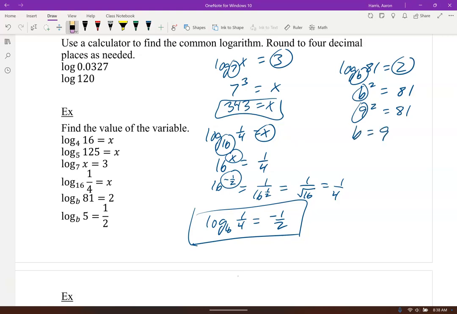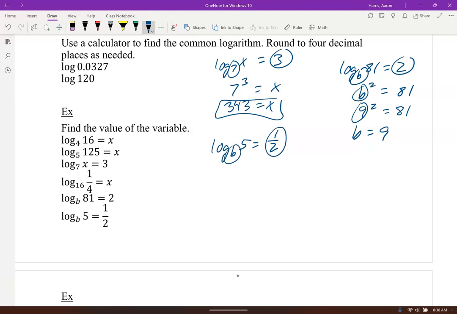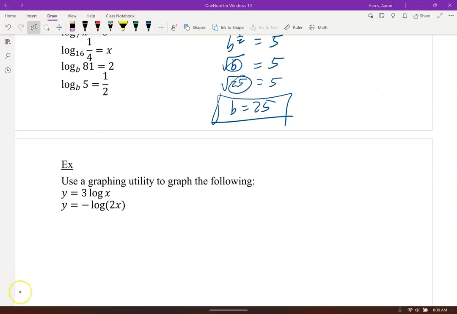And finally, that last one there. Log base b of 5 is a half. So b to the 1/2 equals 5. Well, anything to a 1/2 power, that's the square root of b. So the square root of what is 25? Well, we know the square root of 25 is 5. So b's got to be 25.